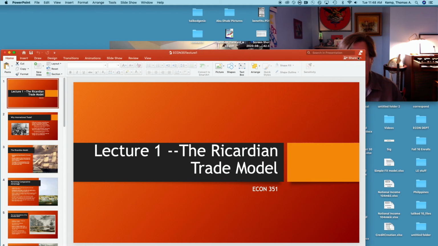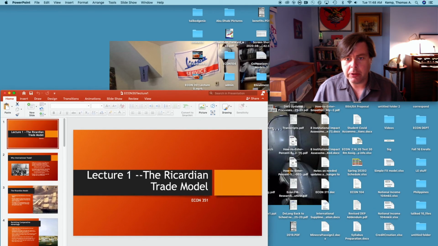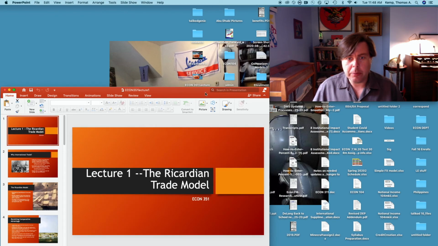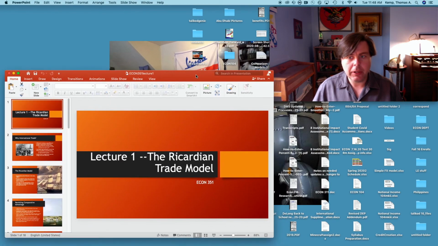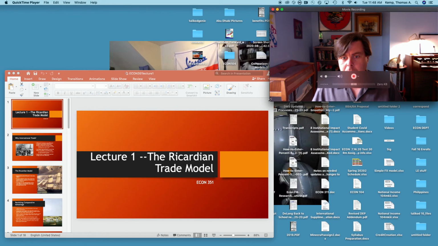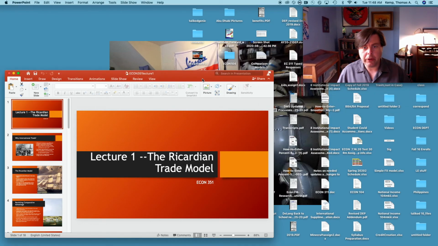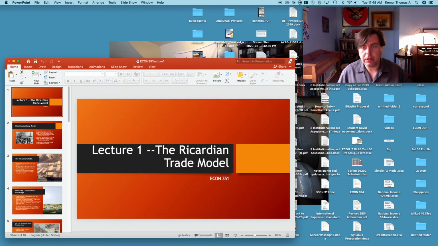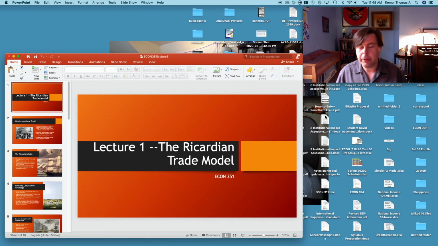All right, so let me do some rearranging here of these windows a little bit. That ought to be good about there. Maybe try to make me a little bit smaller there, and that a little bit bigger so you can see it a little better.